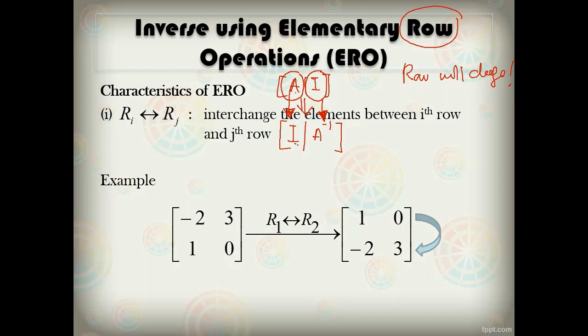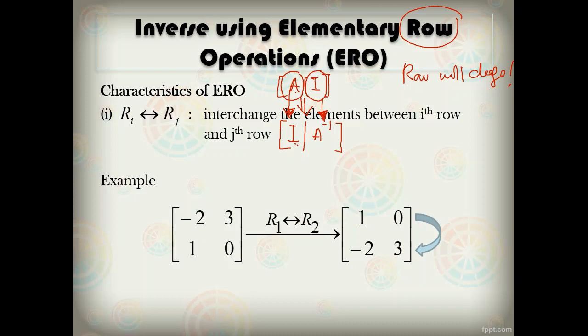Second thing, in ERO you must follow 3 rules for the row to change. The first one, you can interchange the elements between the rows. So you can change row 1 with row 3, or row 2 with row 3, or row 1 with row 2, any row, depending on the situation.